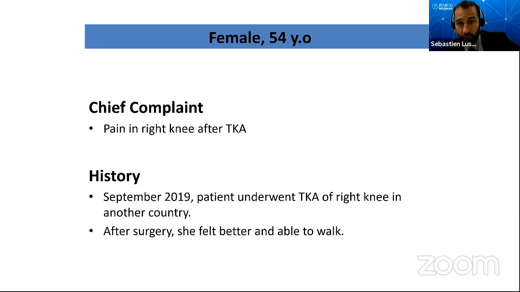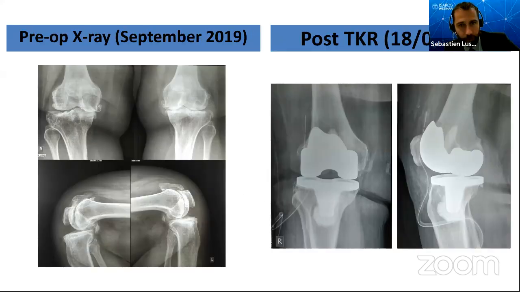The history is total knee replacement done, let's say, in another country. And she was okay for a couple of weeks. And then you can see the pre-op X-rays, and that's the right knee. And you can see the post-op X-ray.